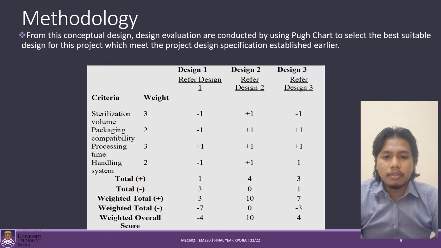With those conceptual designs established, we need to evaluate the designs by using a pugh chart. A pugh chart consists of several criteria in order to select the best design for the food retort chamber. The criteria are as follows: sterilization volume, packaging compatibility, processing time, and handling system. From this picture, we can see design number 2 is the best design for the food retort chamber, which is a horizontal design.